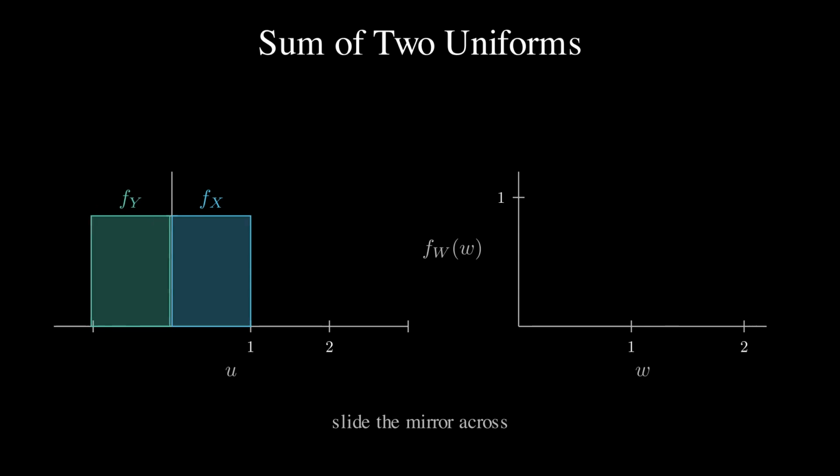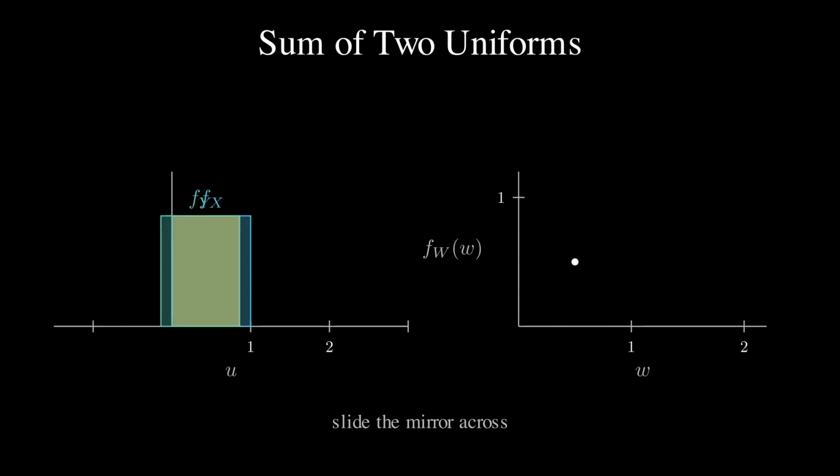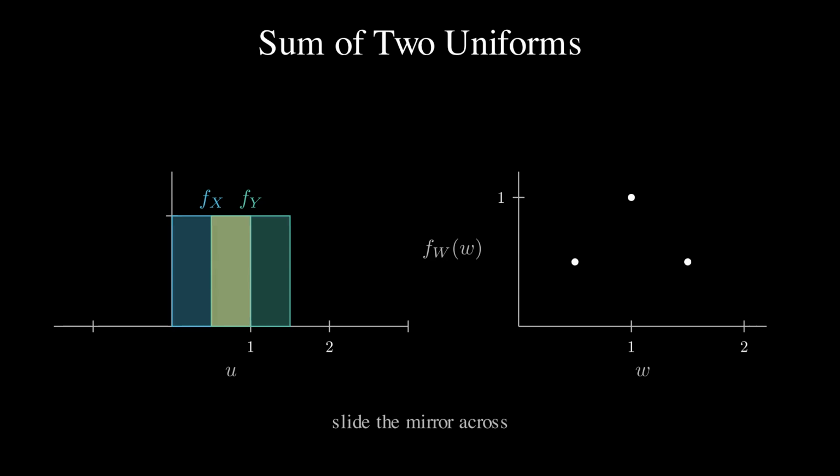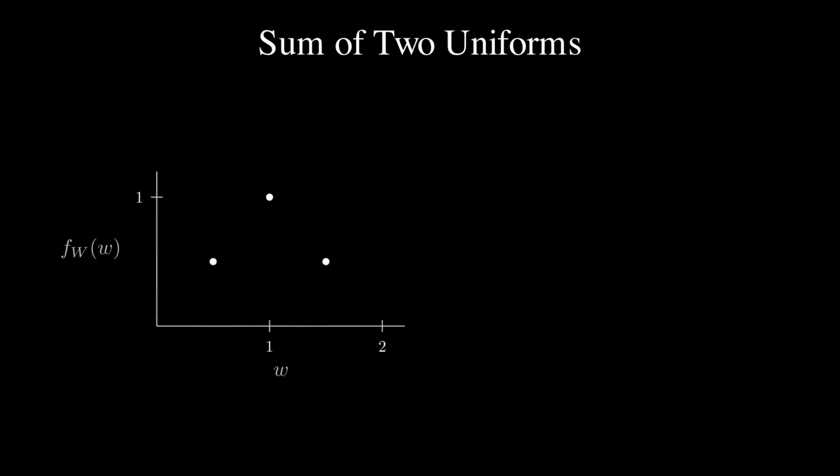For w between 0 and 1, the windows overlap on an interval of length exactly w. The overlap grows and the density rises linearly, f of w equals w. Past 1, the sliding window begins to leave the other side. The overlap shrinks at the same rate it grew, and the density falls, 2 minus w hitting 0 at 2. Flat plus flat equals triangle.